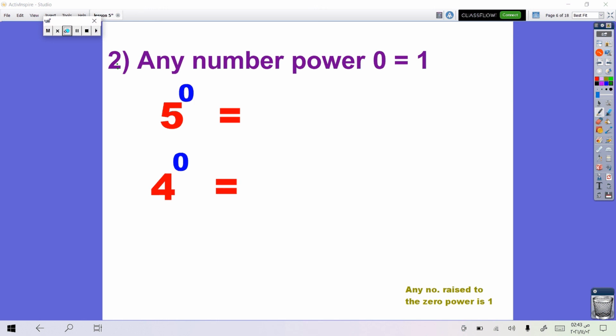But any number power 0 will be equal 1. For example, 5 power 0 will be equal 1. 4 power 0 will be equal 1. So any number raised to the 0 power will be equal 1.